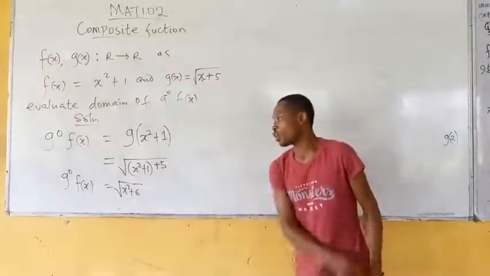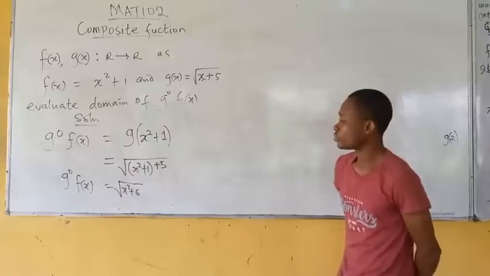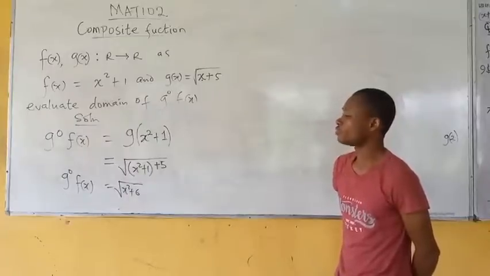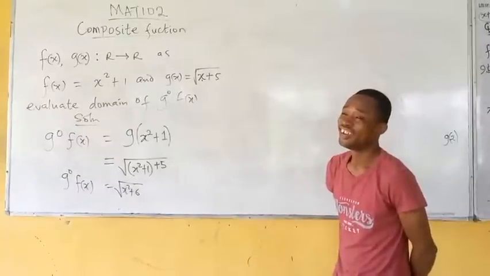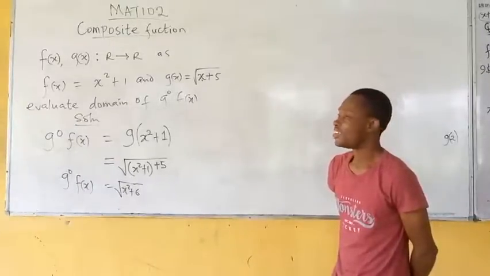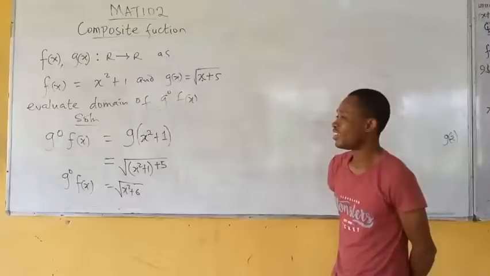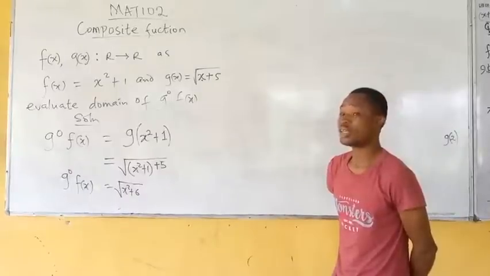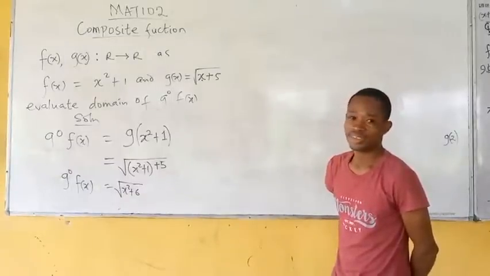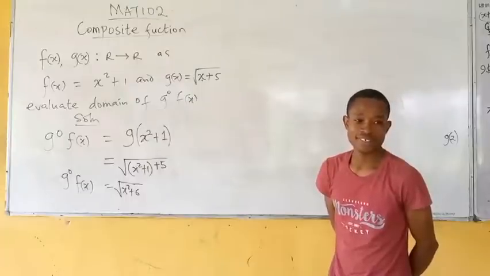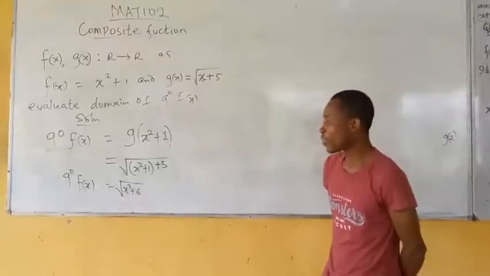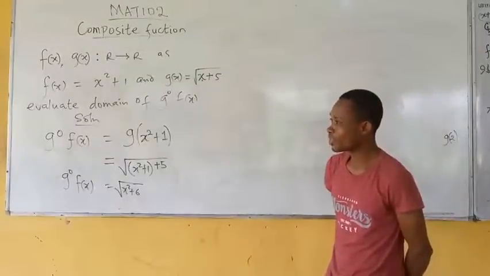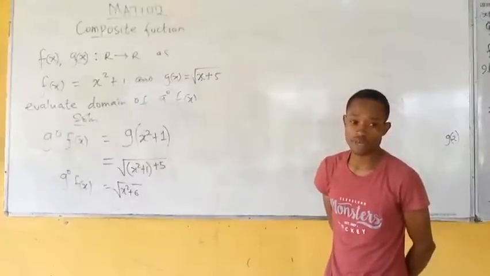Now we have gotten the function called g of f of x. This is dangerous. I wish I had tested this, because to get the domain of this is not possible. You know why? 6 is not a perfect square. Is it? 6 is not a perfect square, and apart from that, there is no square root of a negative number.